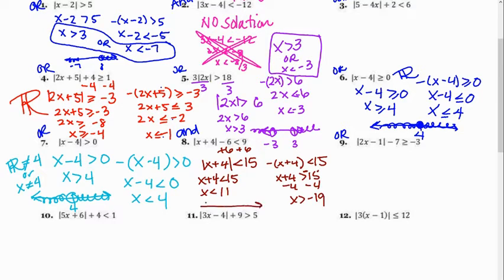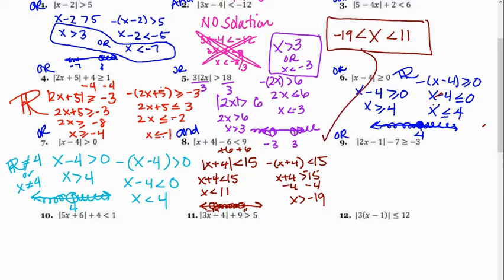And is this an and statement? It looks like it. Here's negative 19. Here's 11. And I want all these in between, less than. So my answer for this one, I'm going to write it up here in this maroon color. X is greater than negative 19, but less than 11. This is my and statement answer for number 8.